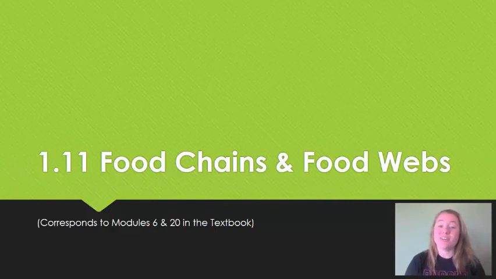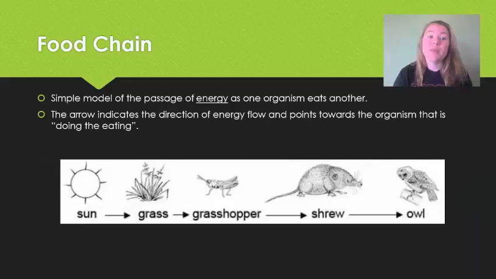In this video, we are talking a little bit about food chains and food webs and what happens when a link within a food chain or food web is disrupted. Now, a food chain is a simple model of the passage of energy from one organism to another during the process of consuming or eating. This should be a bit of a review. You probably have seen a food chain before.